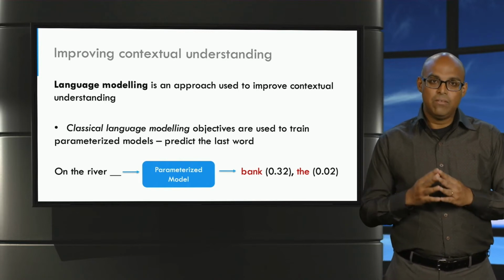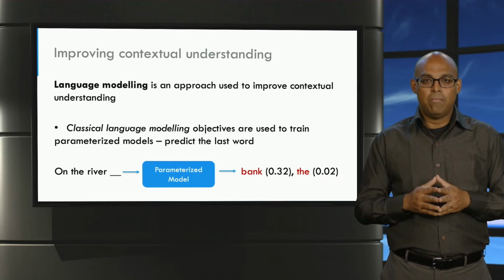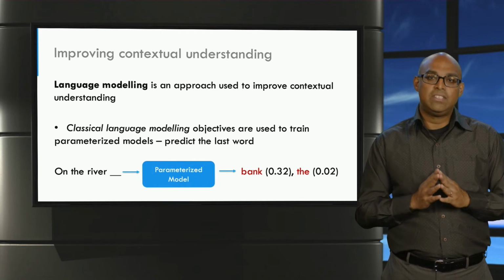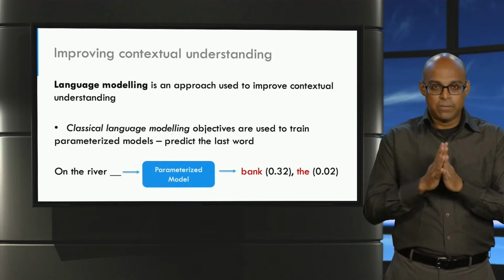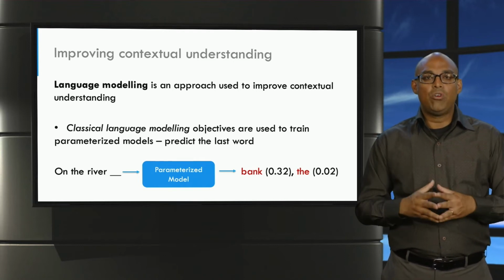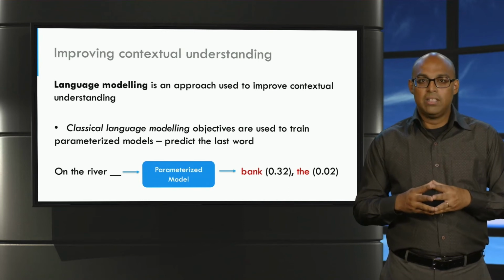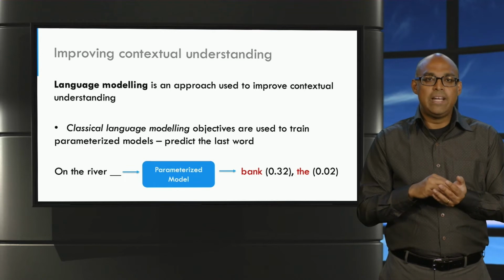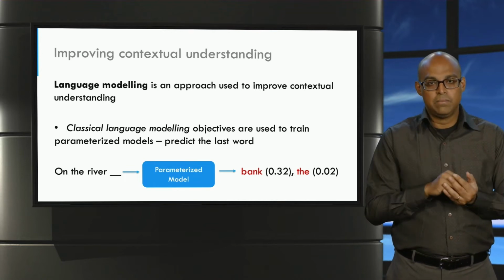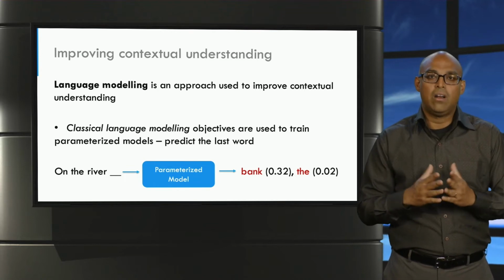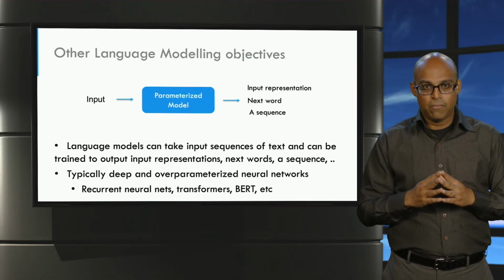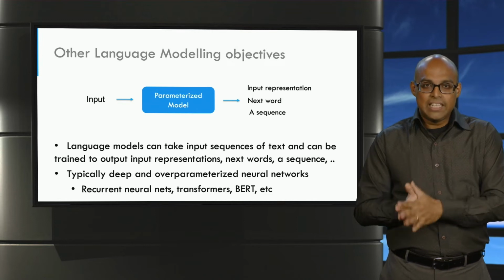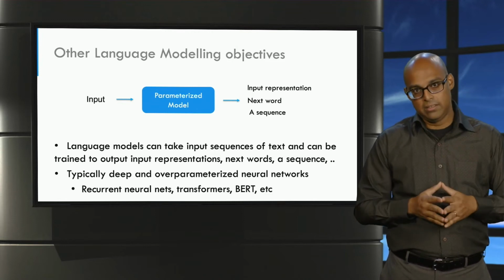In this example, we train the parameterized model by masking the last word of the sequence on the river. And then we try to update the parameters of the parameterized model such that most of the probability mass is accumulated on the word bank instead of other words which are unlikely or improbable. These models that use the language modeling objectives are called language models.